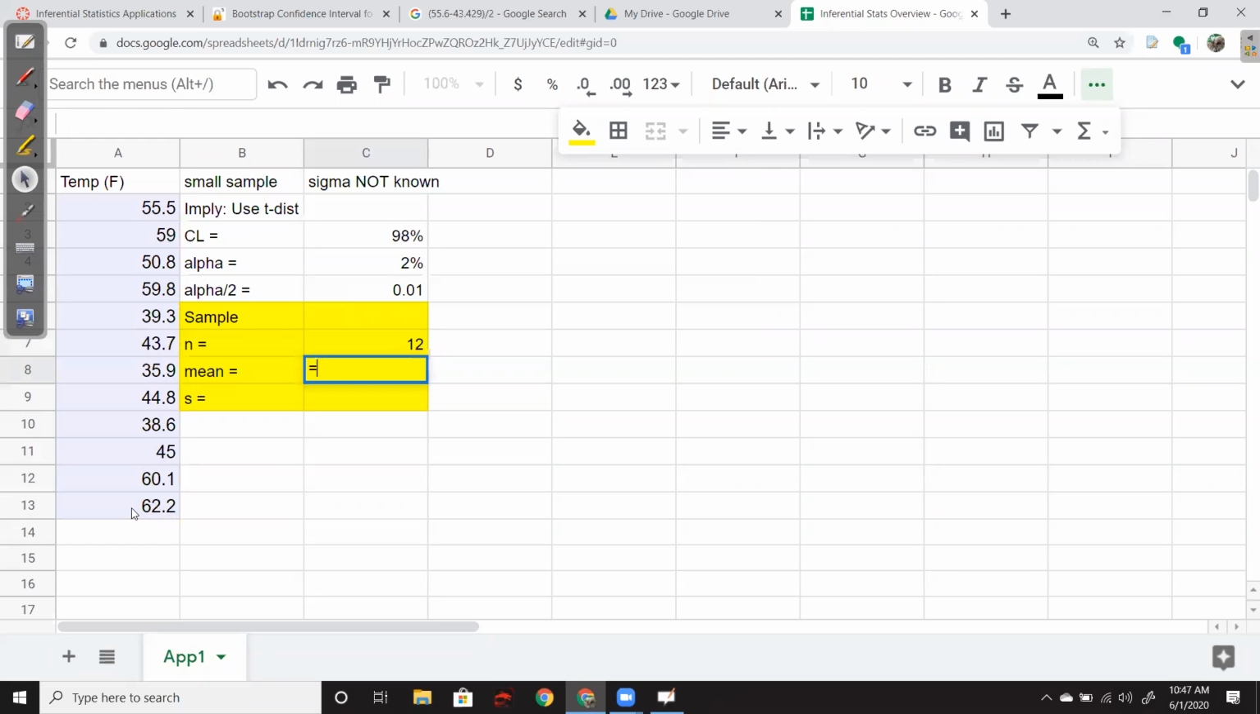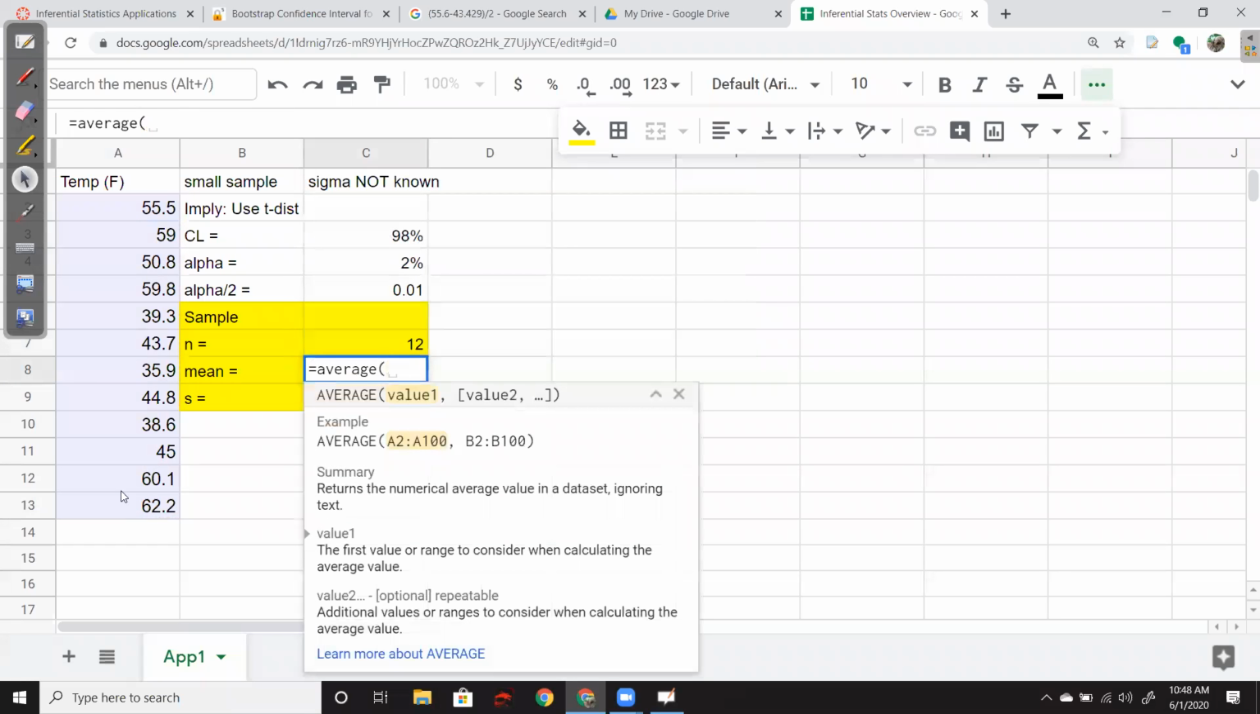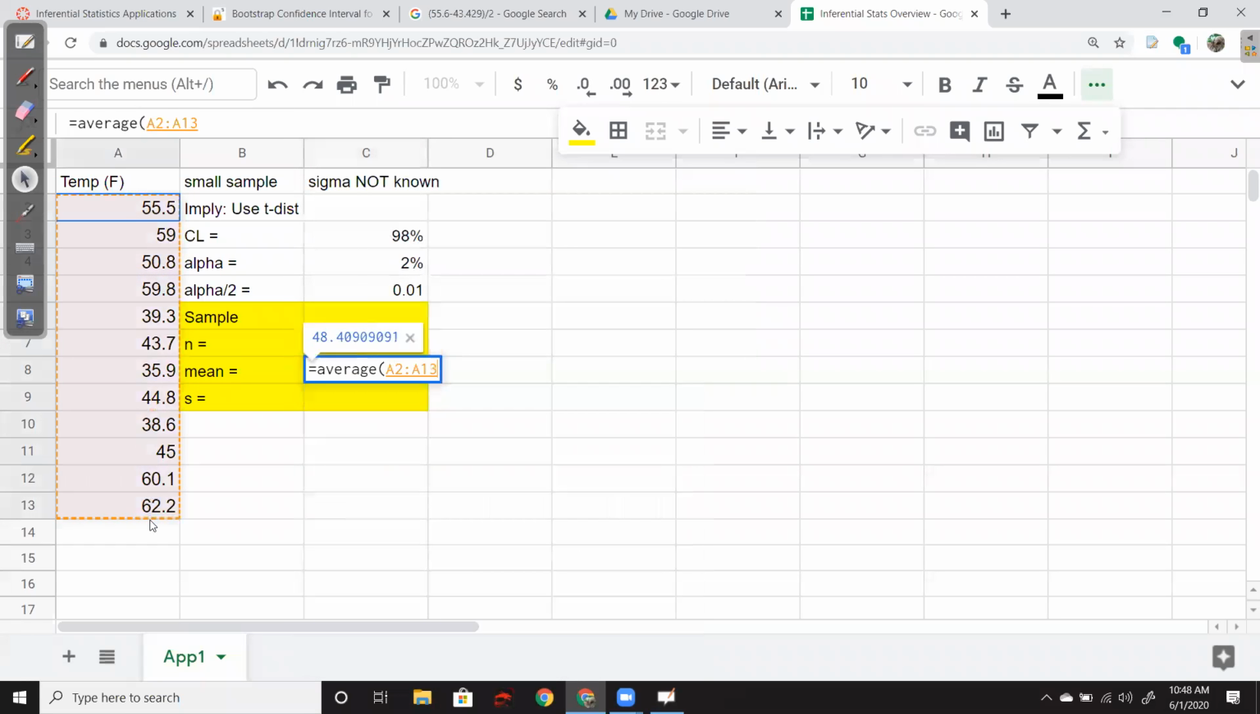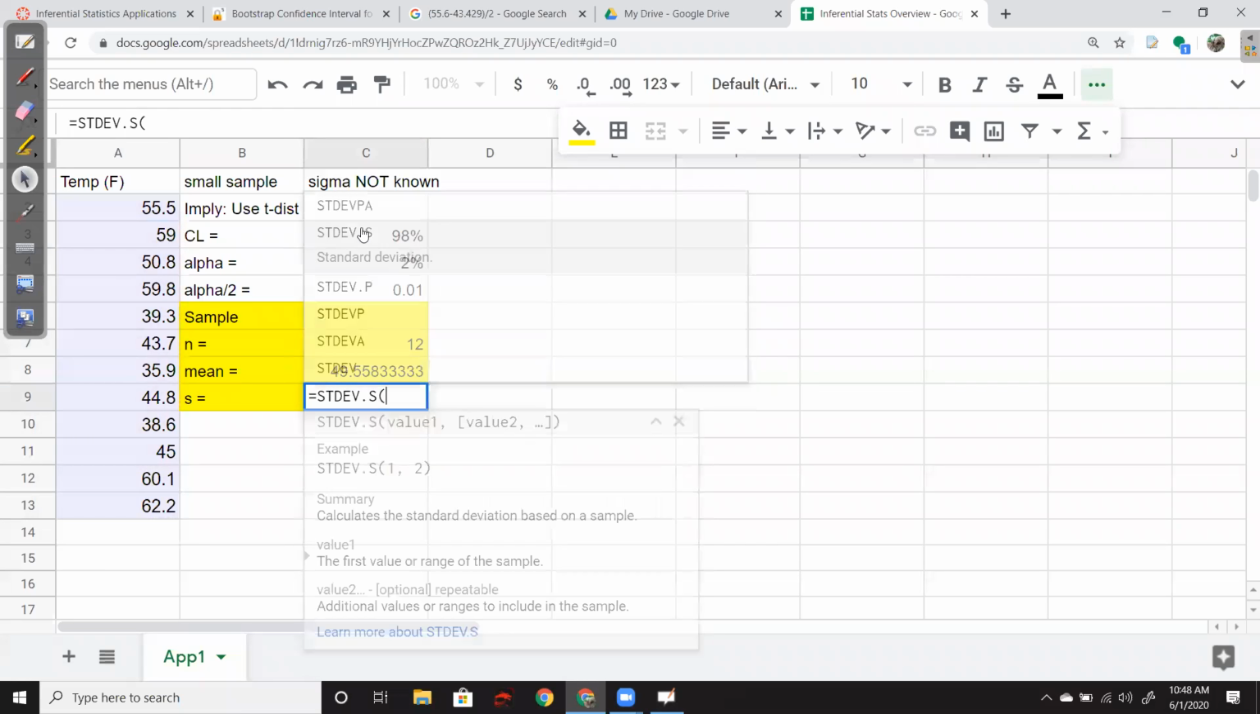Confirms there were 12, average of the data, and standard deviation. And I recommend the .s version.